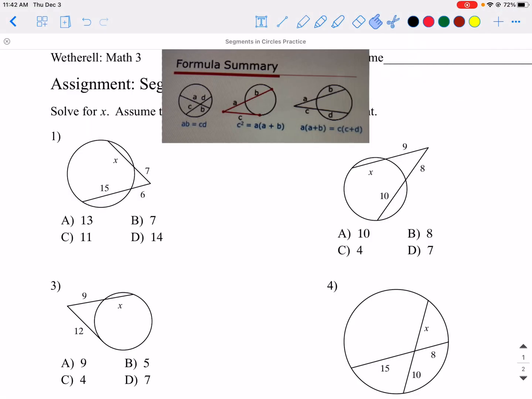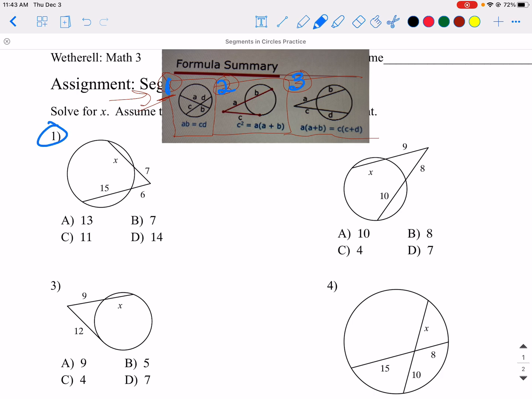Okay, here's a little help on segments and circles. For the segments, you are using the formulas that are given on the previous page. So I have the document right there, and we're going to identify which circle it looks like to figure out which formula we use. So we've got these three above. I'll just label them 3, 2, and 1.